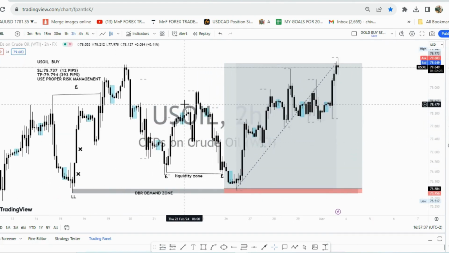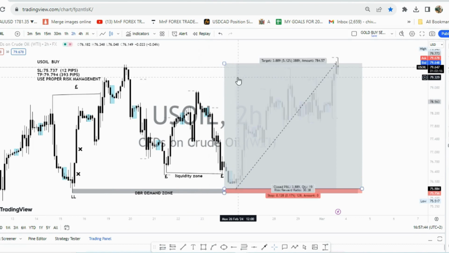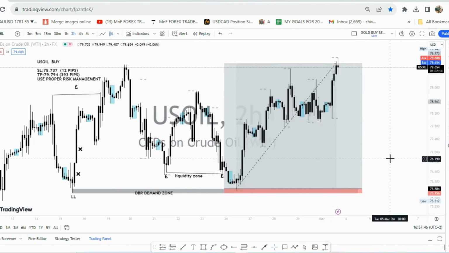So yeah, I thought I could share with you guys. Most of the time I share with you guys the sell setups. This is the buy setups and everything. So it's extremely important for you to know.